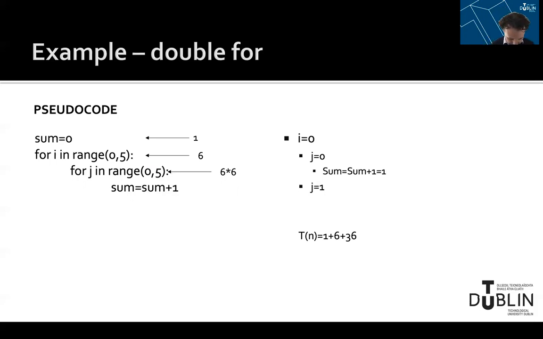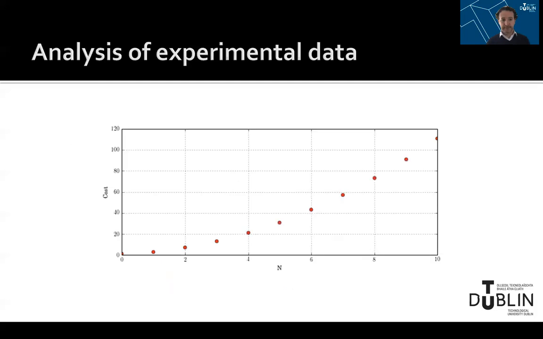Or that should be the 5. What we have is 1 plus 5 plus 25. So that means with a double loop, whatever that number is, it's squared. So that gets very, very slow very quickly. So if you have to do 1,000 operations, 1,000 n, the algorithm would take 1,000,000, 1,000 squared.